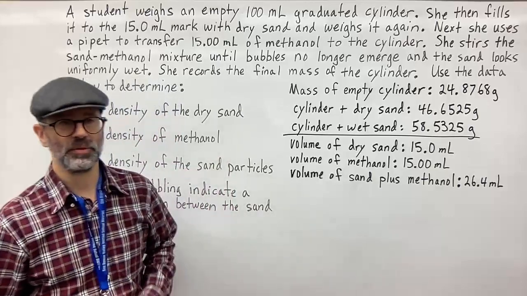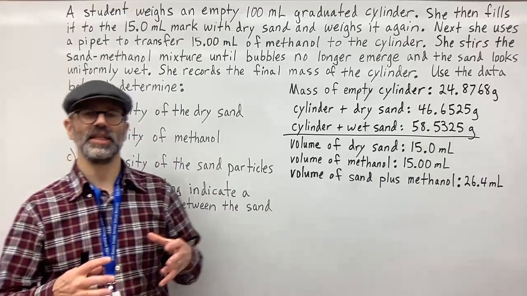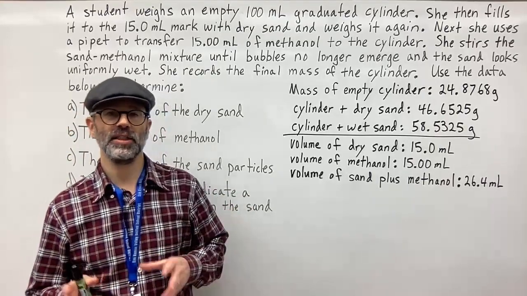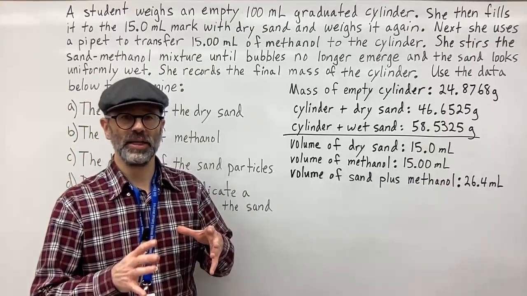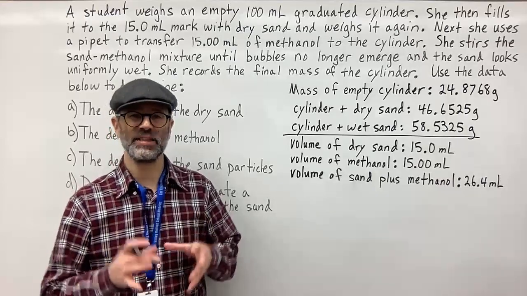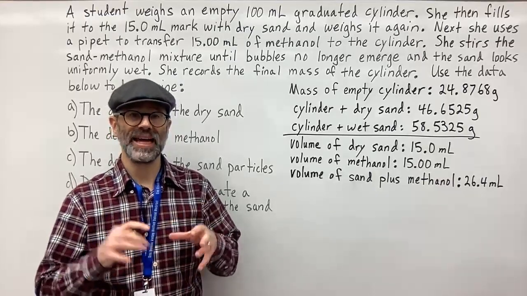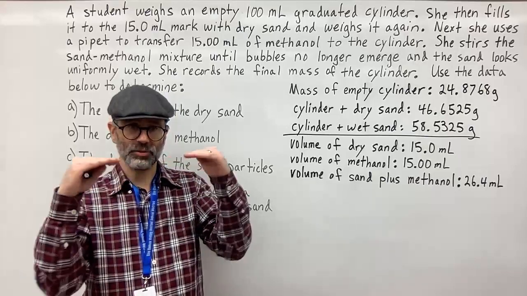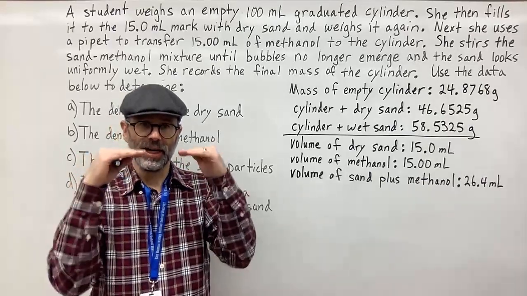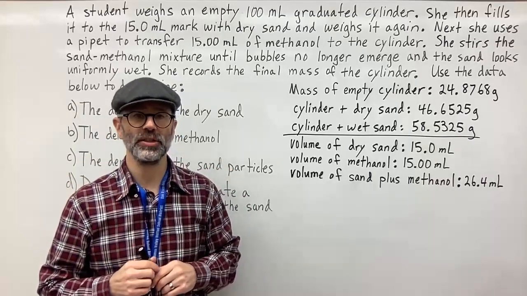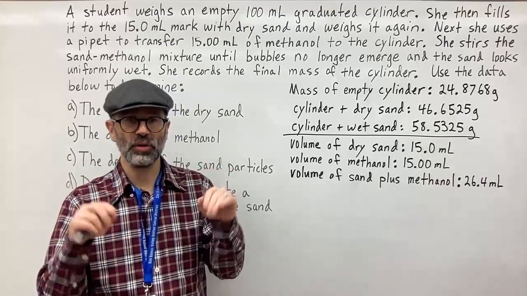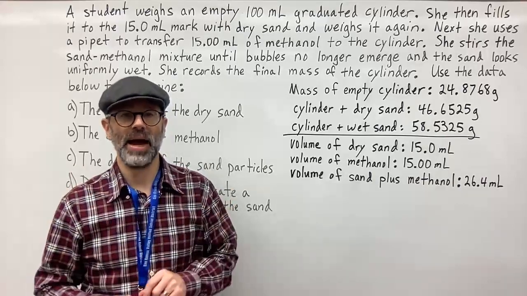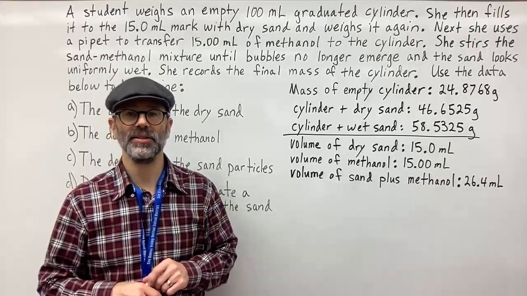So here's the problem. You've got a student who weighs an empty 100 milliliter graduated cylinder. Then she fills the graduated cylinder with 15.0 milliliters of sand, up to the mark. So when she reads her graduated cylinder, it reads 15.0 milliliters with the sand alone. And then she weighs it again, and she gets the mass of that with the sand in it.